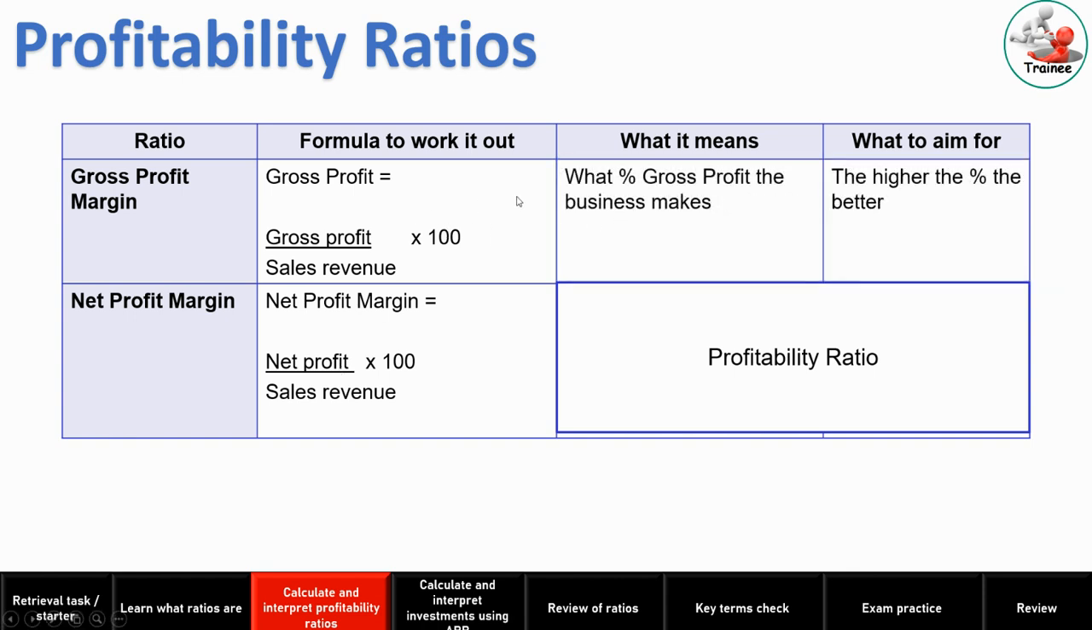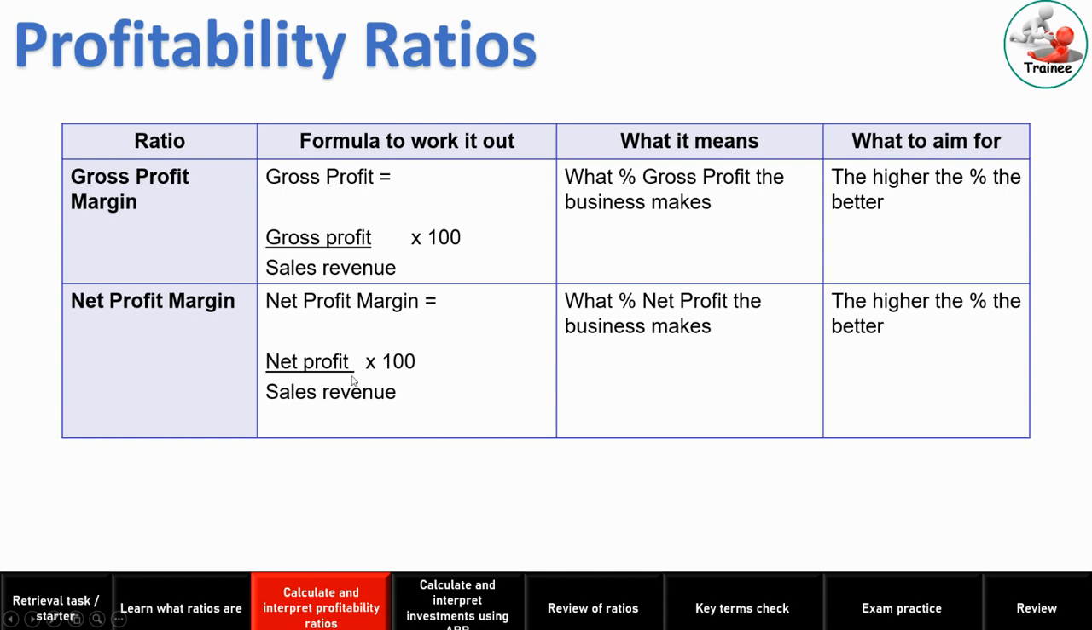Now, obviously, what we're looking at here is this one tells us what percentage gross profit the business makes. And if I want to make a profit, I want to make the highest profit possible. This one here, net profit, well, of course, I want to make a maximum amount of net profit too, and this tells us what percentage net profit the business makes.